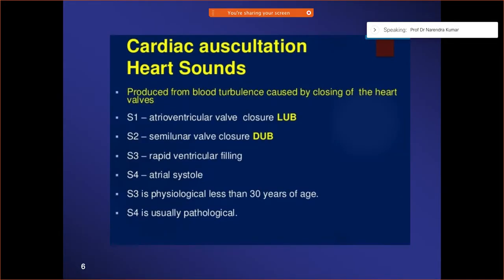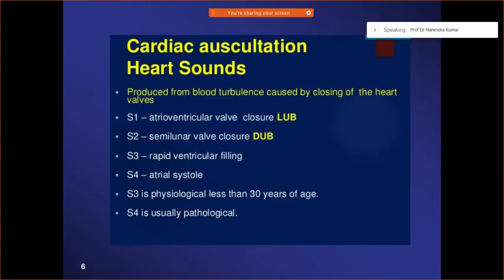So we all are aware that there are different heart sounds, which happen due to different mechanisms. For example, S1 is the one which is lub, dub, pause. That's what I used to remember. So S1 is due to AV valve closure. S2 is due to the semilunar valves, so A2, P2. Then S3 is due to rapid ventricular filling. And finally comes S4, due to the atrial systole.